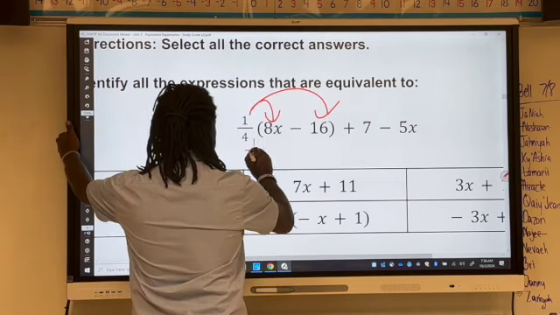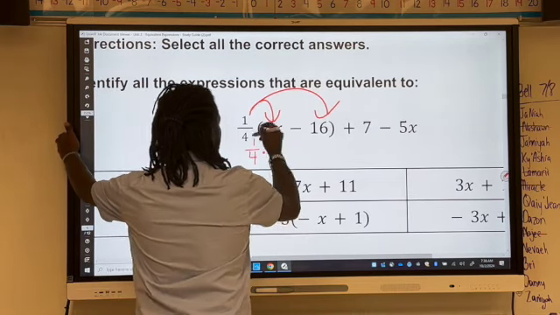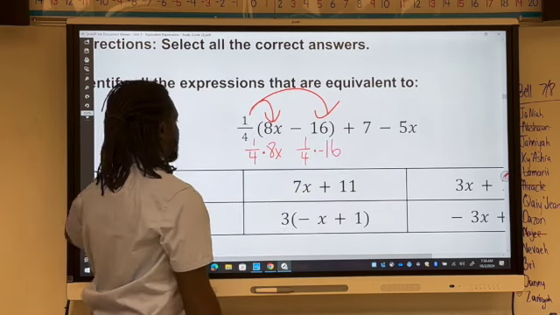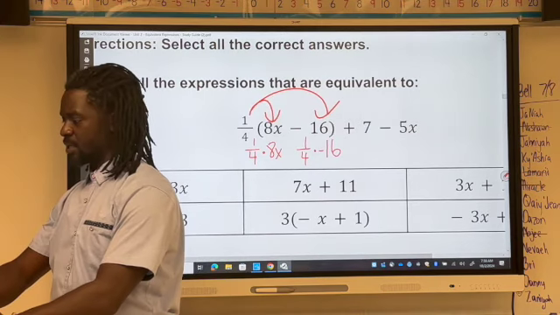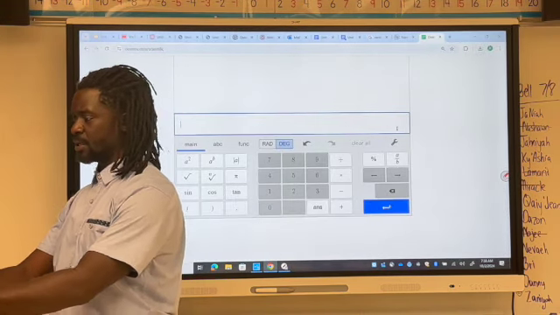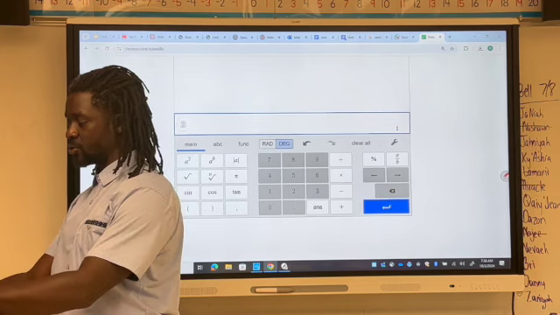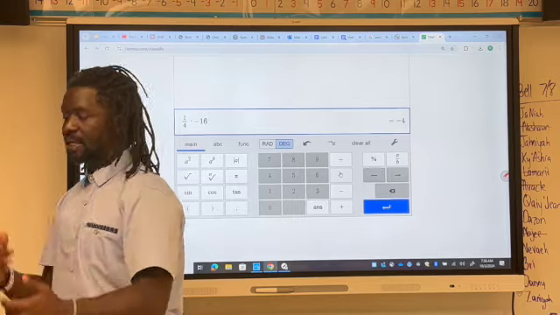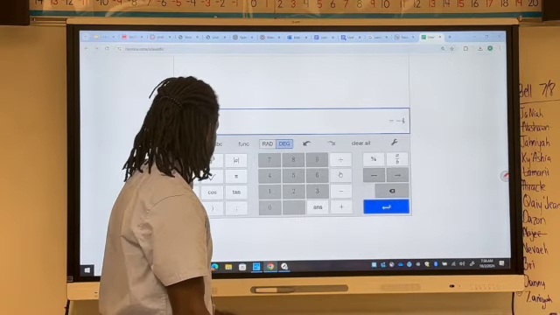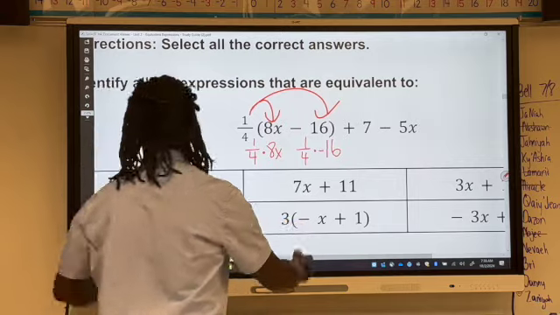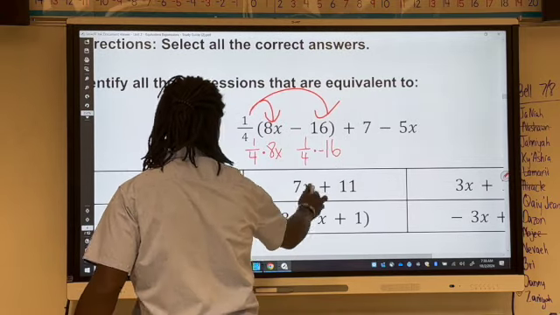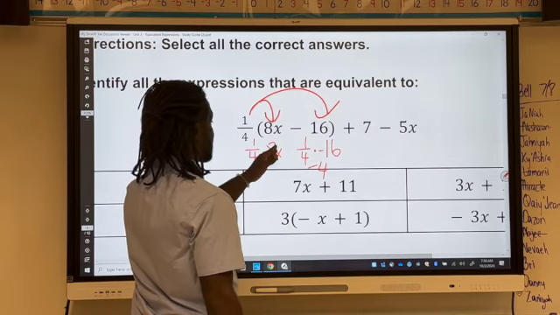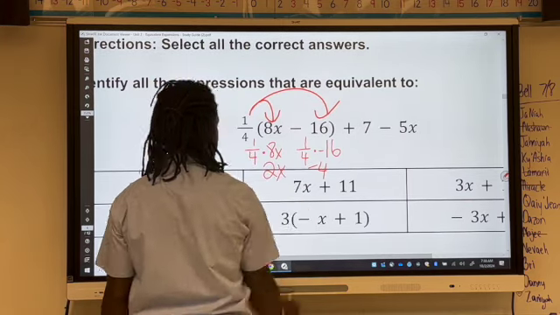So I'm doing 1/4 times 8x, and then 1/4 times negative 16. When I do that, I just want to show you in the calculator. I know how to do it mentally, but I want to show you 1/4 times negative 16. That's just going to give me a negative 4. Oh, sorry, I got ahead, that was over here, so this should be negative 4. And then 1/4 times 8 is going to give me a 2x.